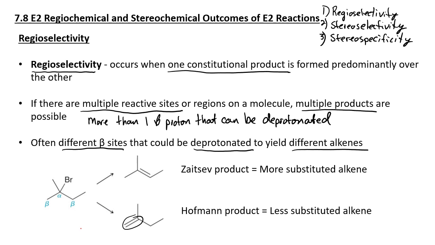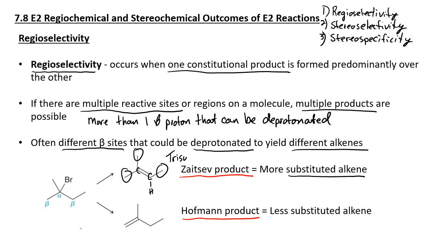So when we get two different products, we need to be able to characterize them. We're going to characterize them as a Zaitsev or a Hofmann product. The Zaitsev product is the more substituted alkene. Let's look at the substitution pattern. On my carbon-carbon double bond, there's one hydrogen and 1, 2, 3 non-hydrogen groups around it. So this is a tri-substituted alkene.